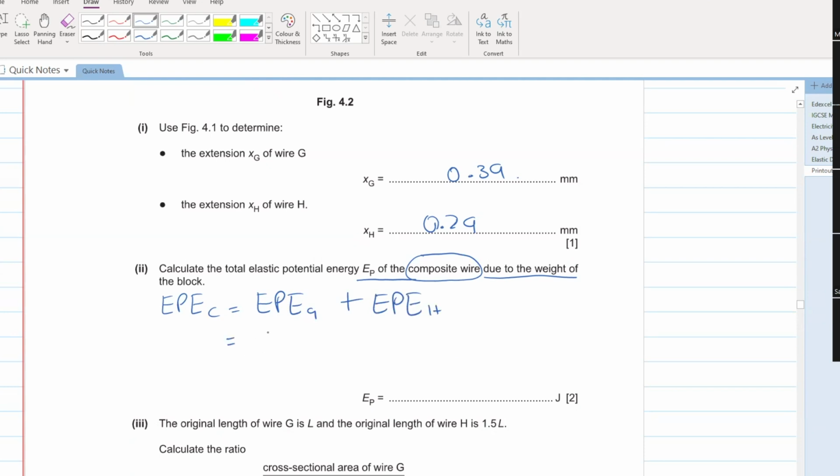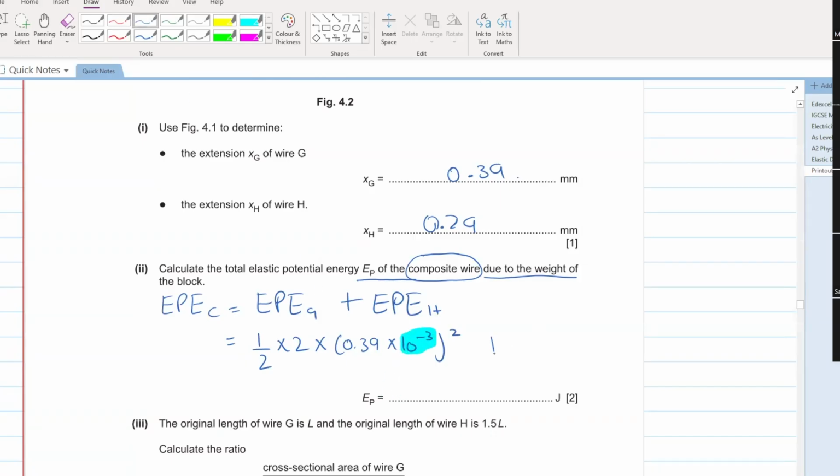What will be the elastic potential energy of wire G? 1 upon 2 into the force, that is 2, into the extension ka square, that is 0.39 into 10 raised to the power of minus 3 ka whole square. Why have I placed a minus 3 here, beta? Because the extension was in millimeters.